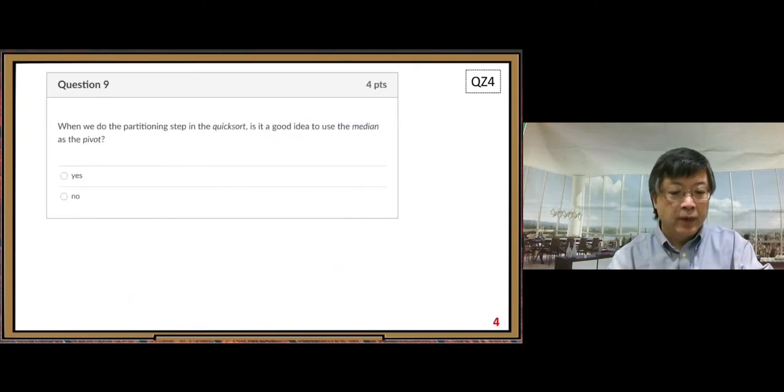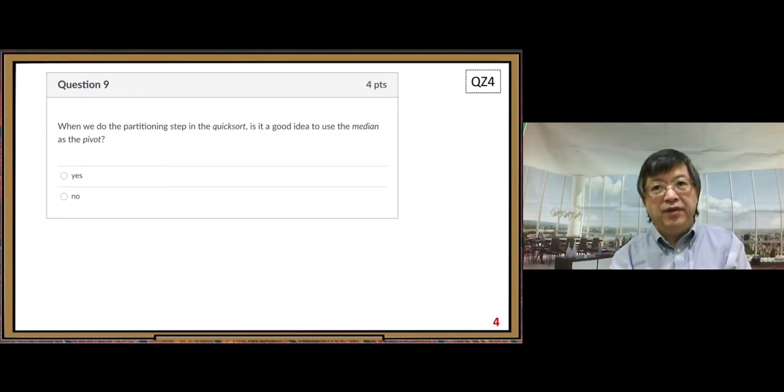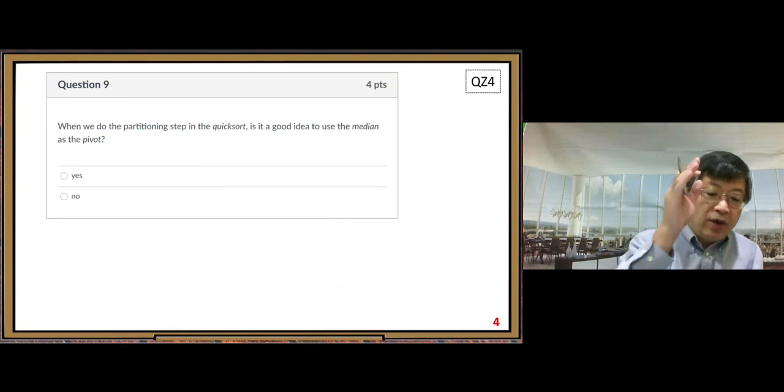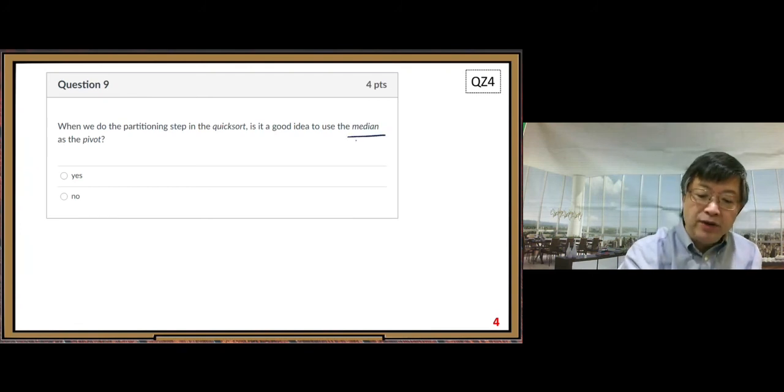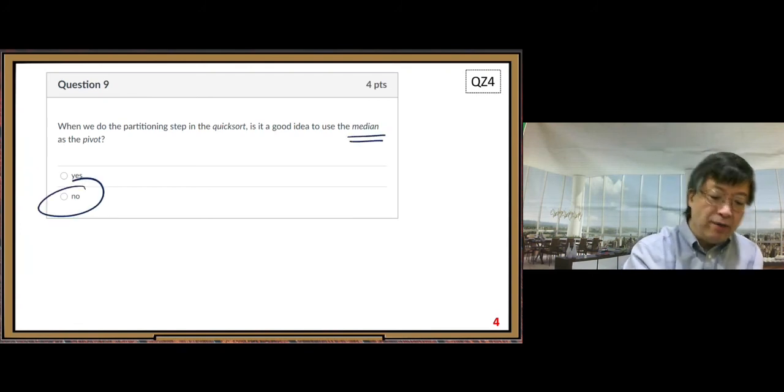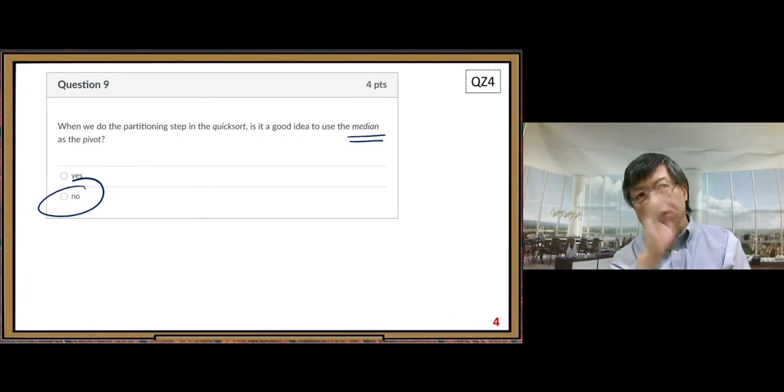Now, the last question I want to talk about in this video, question 9. When we do the partitioning step in quicksort, is it a good idea to use the median as the pivot? The answer is no. So let me explain the reason.